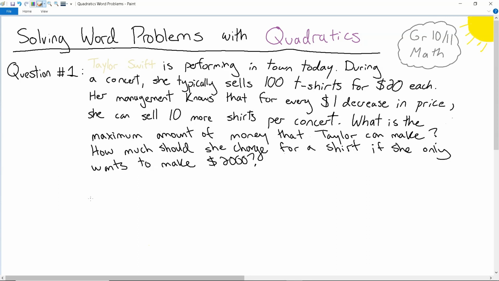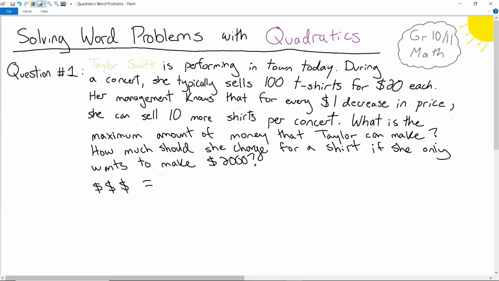So, we have a maximum revenue question here, and we're given a relationship between the number of t-shirts we sell and the price they're sold for. Now, $20 a t-shirt for Taylor Swift is probably a little unrealistic. That seems kind of cheap, but let's go with it. So immediately, I need to think of how to represent these values in a quadratic.